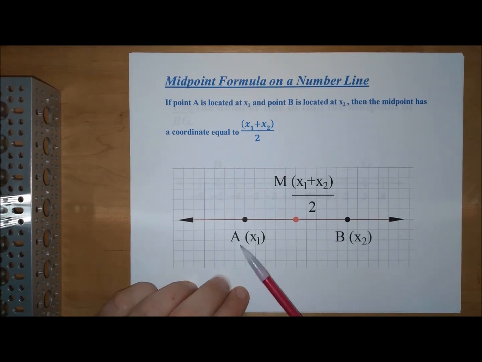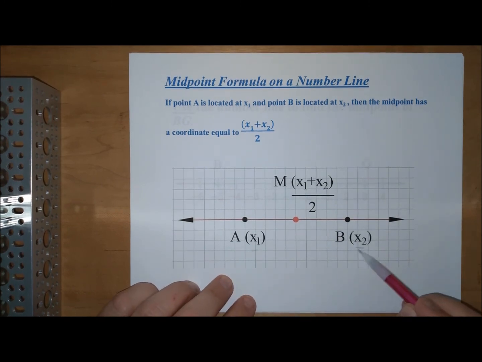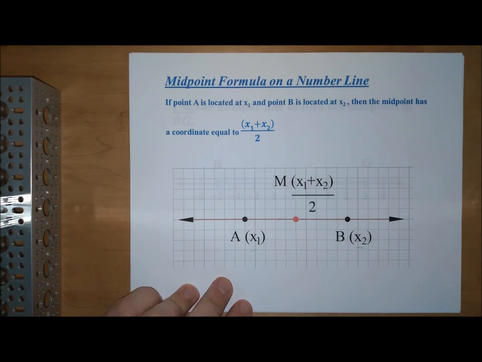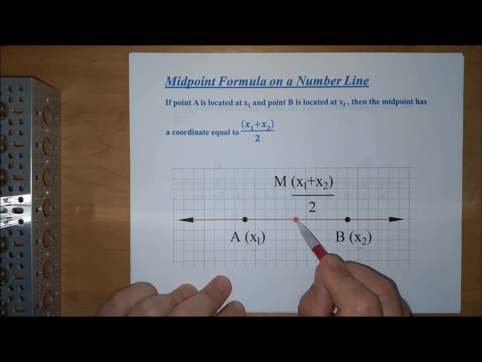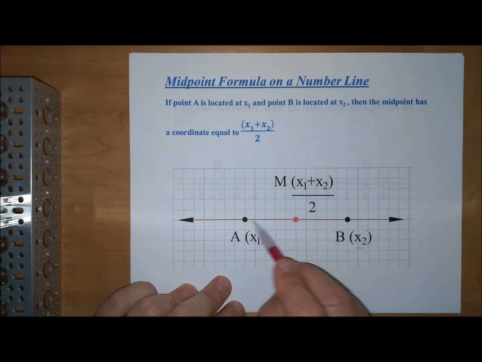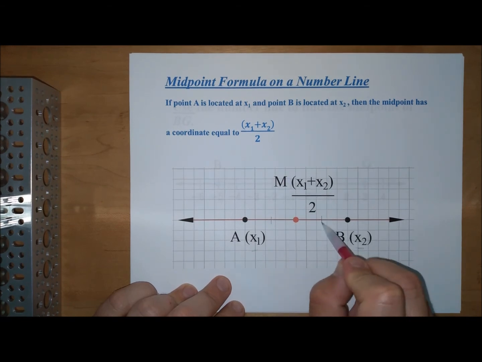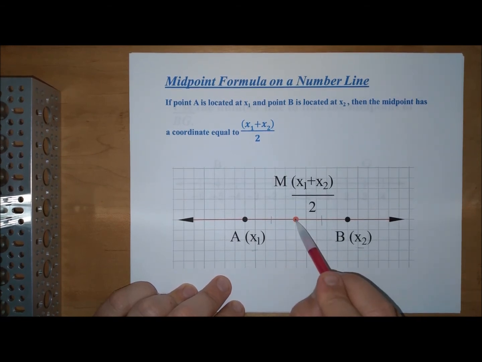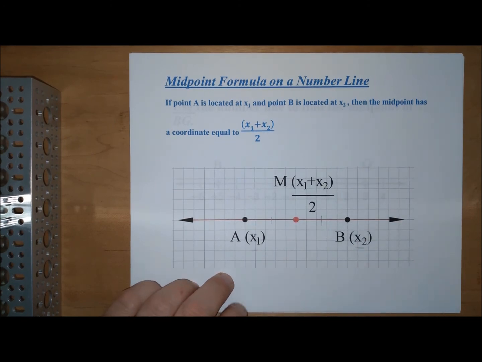If we've got a point A located at this coordinate x1 and a point B located at this coordinate x2, then the midpoint has a coordinate equal to (x1 + x2) divided by 2. That means it's going to be exactly halfway between those two points. It also means it creates two segments that are congruent to one another, because if it's exactly halfway in between, then it must cut this segment into two equal halves. Okay, what does this mean? Where does this come from?